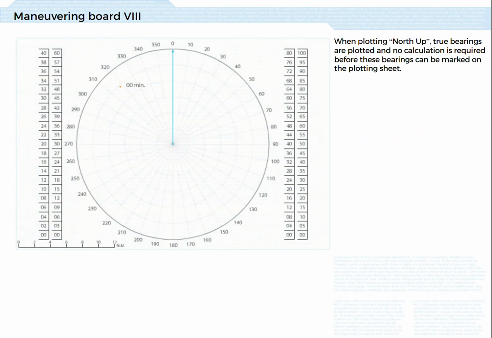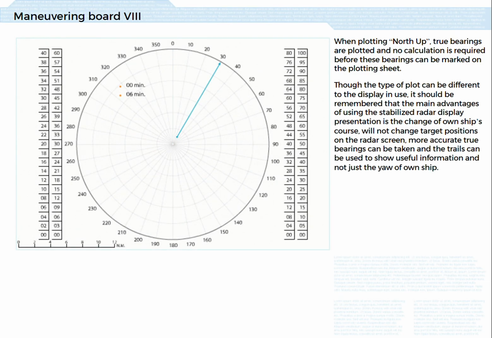When plotting north-up, true bearings are plotted and no calculation is required before these bearings can be marked on the plotting sheet. Though the type of plot can be different to the display in use, it should be remembered that the main advantage of using the stabilized radar display presentation is that a change of own ship's course will not change target positions on the radar screen.